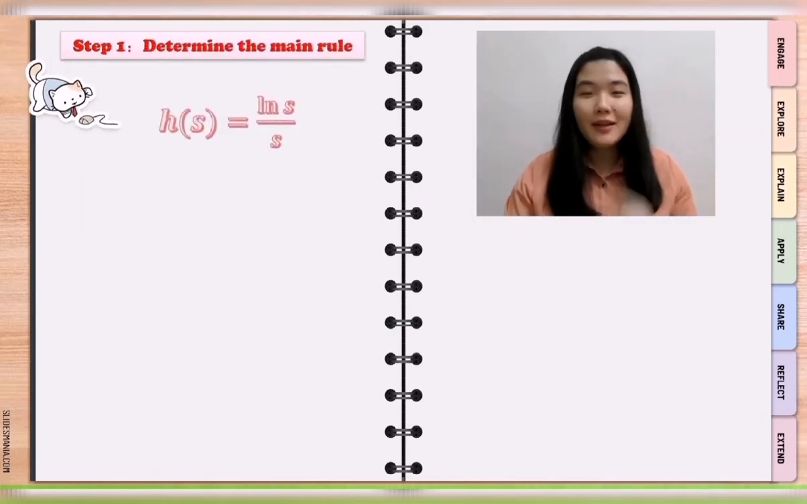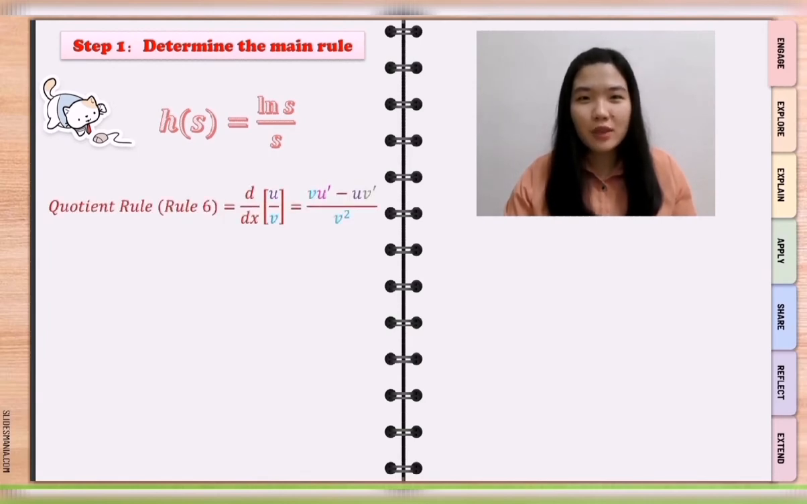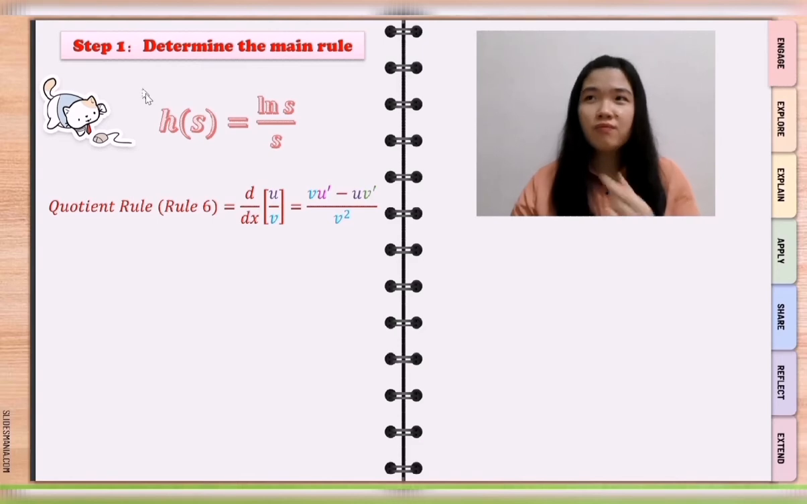Step 1. Determine the main rule for this question. We will use the quotient rule, which is rule 6 for the rules of differentiation. As we can see from the slide, the formula for this rule is like this. The derivative of u divided by v is equal to v times u prime minus u times v prime divided by v squared.